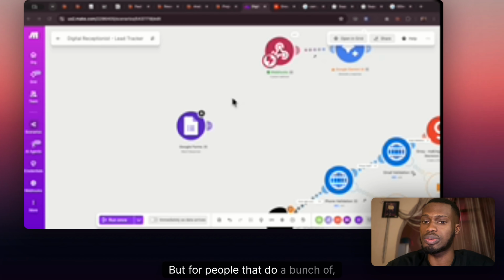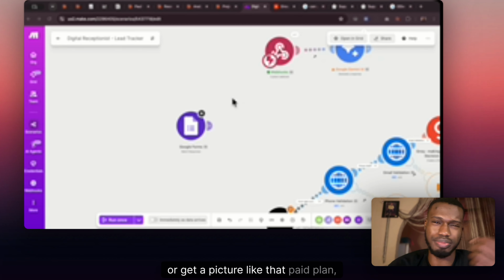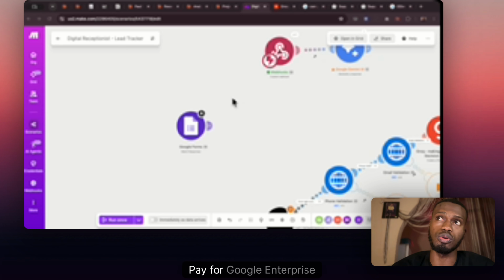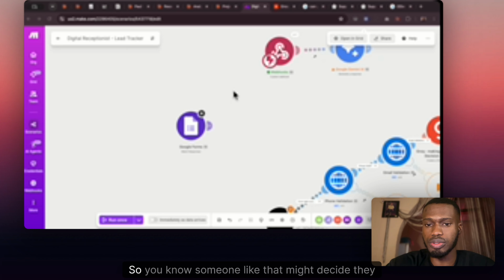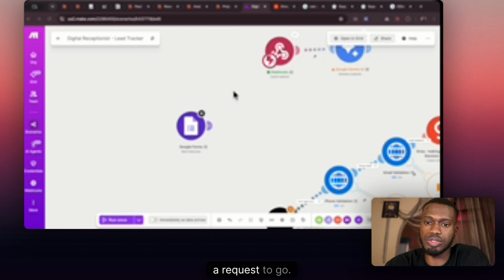But for people that do a bunch of work, they might have to upgrade their payment plan or get a paid tier, a premium plan or something on Google, or probably pay for Google Enterprise, basically. So someone like that might get a request to go every 1 second. So these are just reasons that I feel might drive services like this to go in for restricting their API calls every single time.